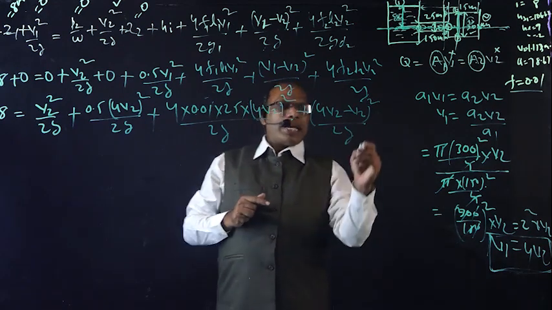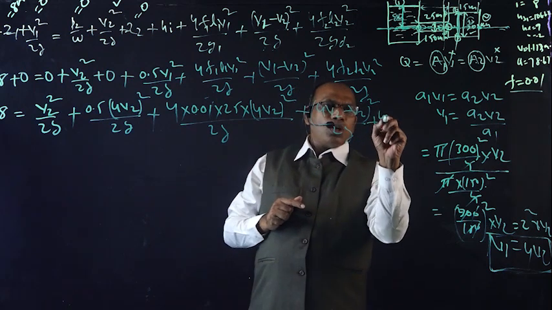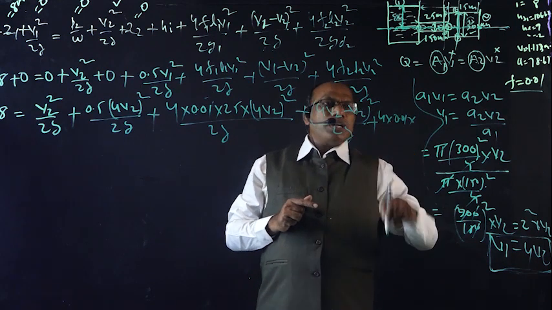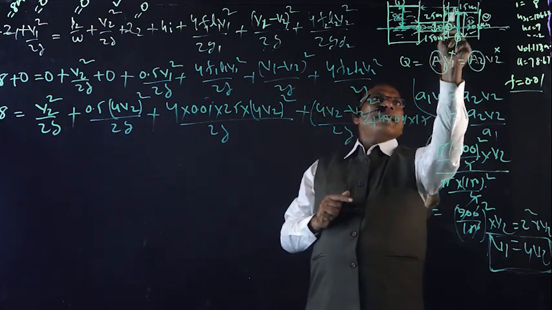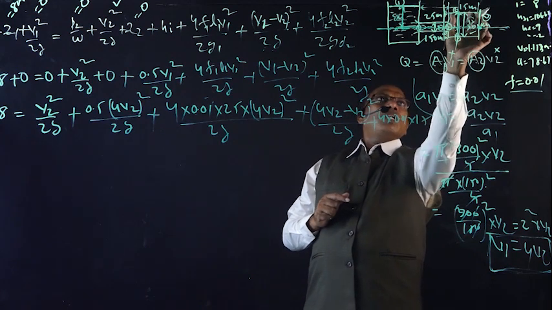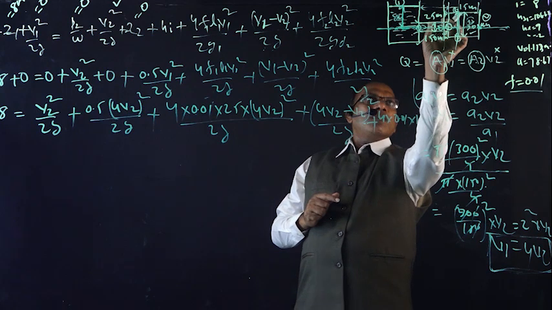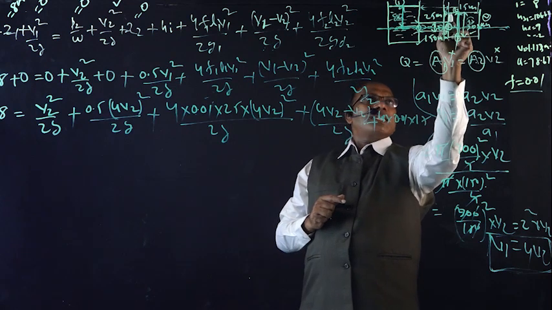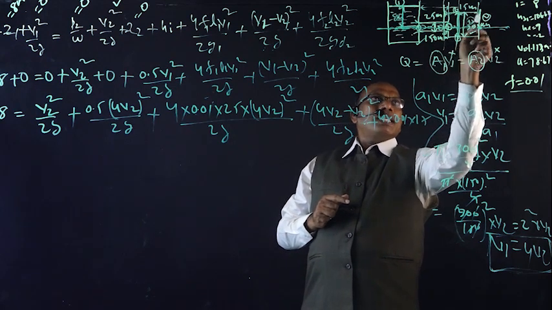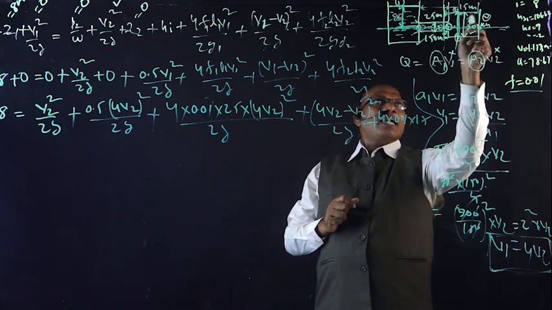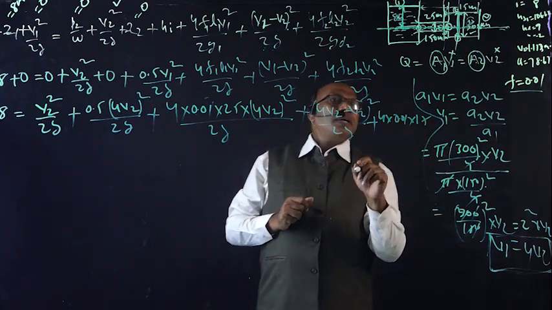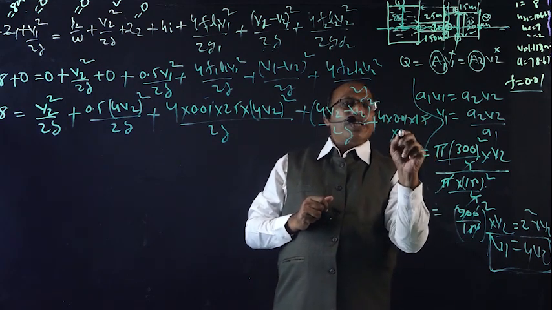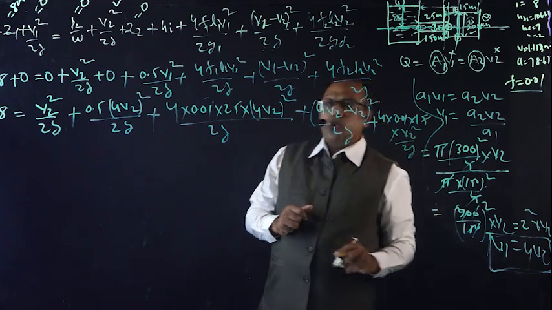Plus 4 into F, 0.01, into L2, 15 meters. The remaining second pipe length is only 15 meters. This is 20 meters, this is 15 meters, this is 25 meters. So 15 plus 25 is equal to 40 meters. The length of the pipe of 300 mm diameter is equal to 15 meters. L2 is equal to 15 meters, into V2 square divided by 2G.